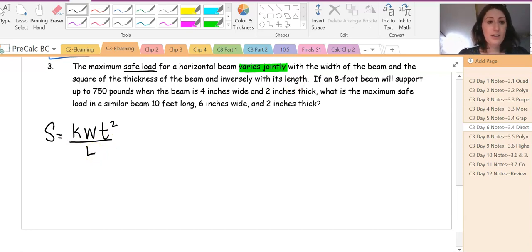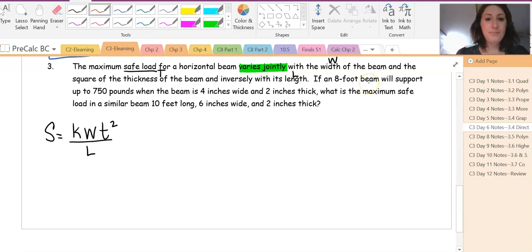All right, so then we have if an 8-foot beam will support up to 750 pounds when the beam is 4 inches wide and 2 inches thick, what is the maximum safe load in a similar beam 10 feet long, 6 inches wide, and 2 inches thick? Again, we're going to need to find k first. Okay, so let's see here. We have length was L, width was W, thickness was T, and let's just start plugging stuff in.